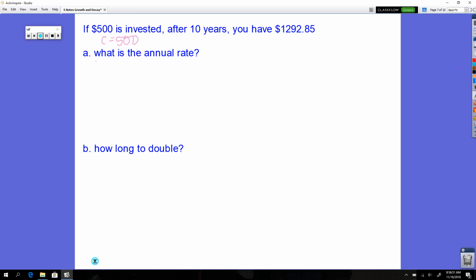So I'm going to take my 1,292.85. I'm going to set it equal to 500 e. I don't know what my K is. That's what we're solving for, times 10. I'm going to divide by 500. And then I'm going to take the ln of both sides. And then divide by 10.